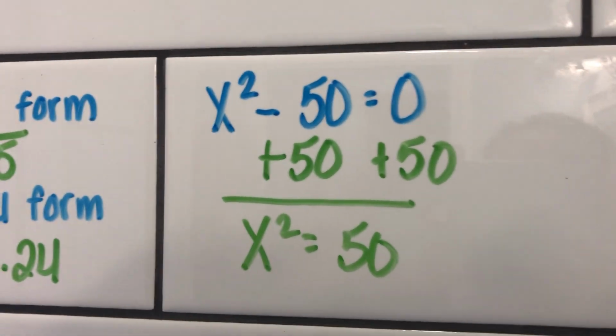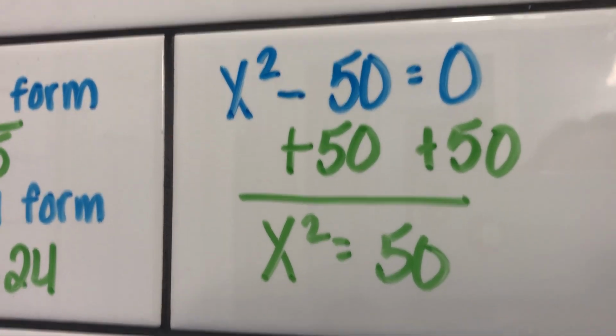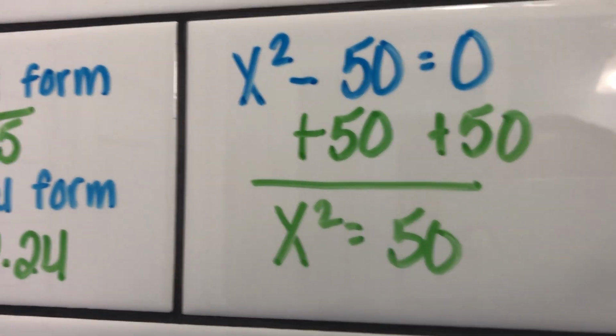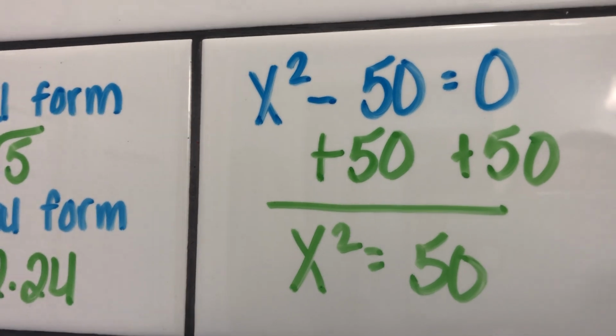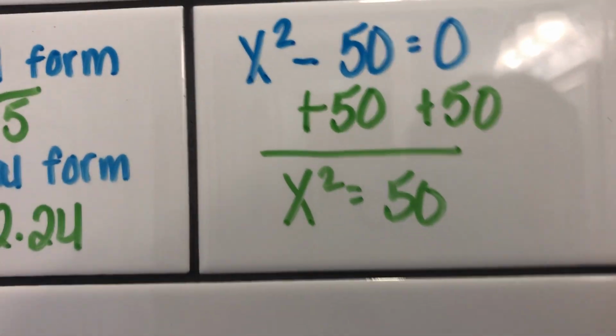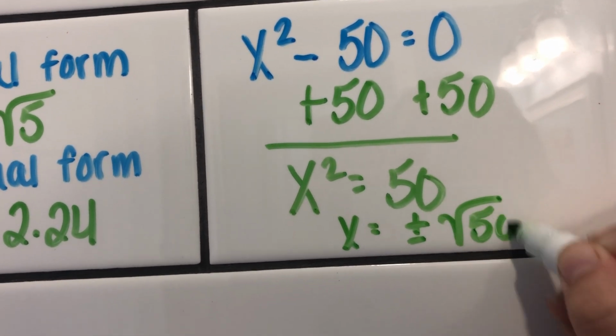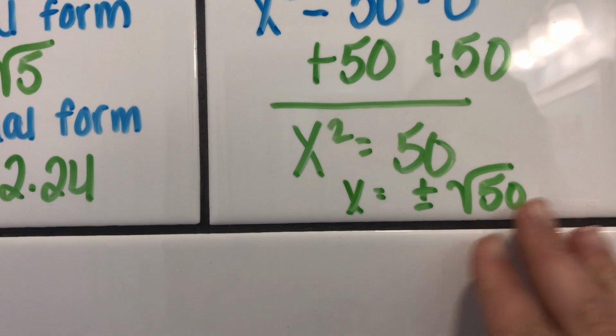And we all know that 50 is not a perfect square. 49 is a perfect square, and 50 is right near it, so we could estimate that. We can also break it down and give it in simplified radical form. So I know that if x squared equals 50, x is equal to plus or minus the square root of 50. Now I'm just kind of going to let that hang out there.